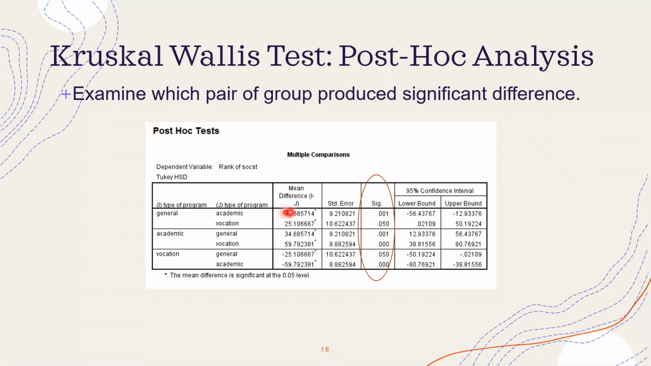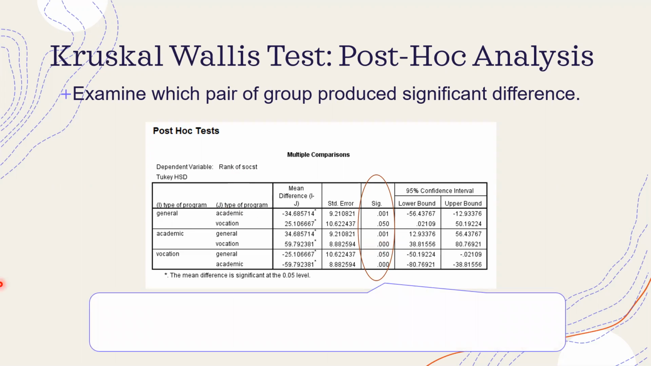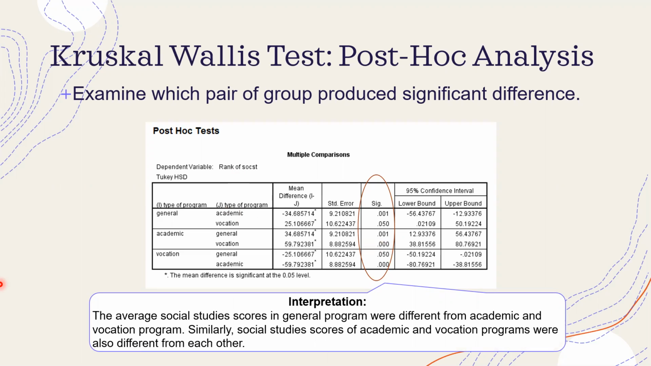The p-value for general and academic is 0.001, which means the social studies scores were different in the general and academic programs. The p-value for general and vocation is 0.000, which implies that the average social studies score in the general and vocation programs are different. And the p-value between the academic and vocational programs is 0.000, which implies that the average social studies score in the academic and vocational programs are different. It implies that all the groups have different social studies scores, and this is the outcome from the pairwise analysis. Thank you.